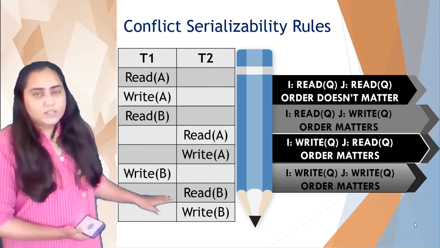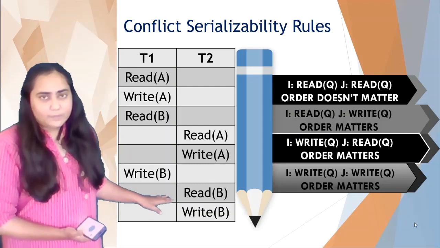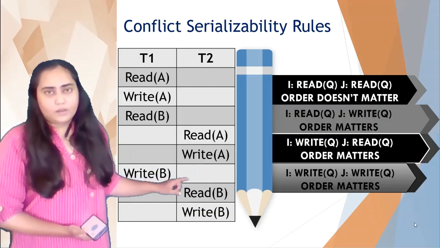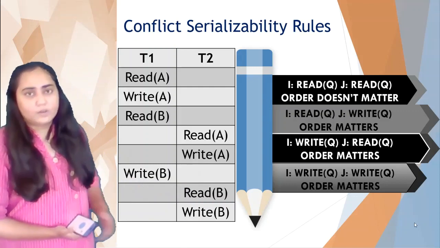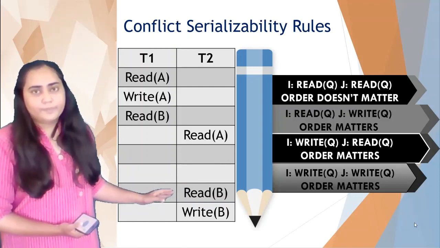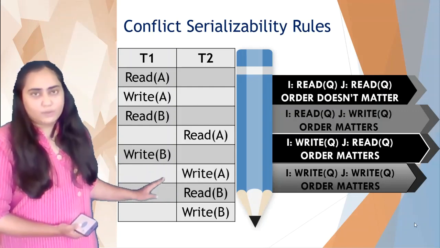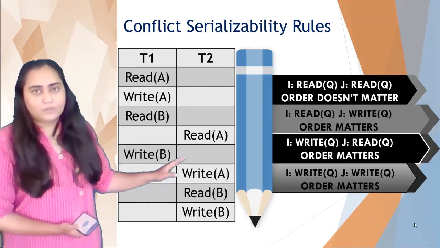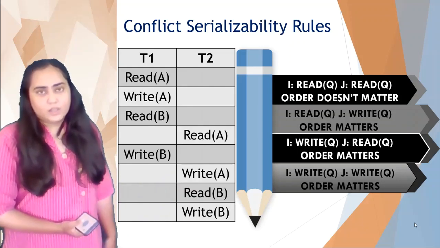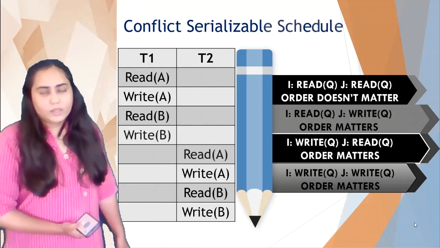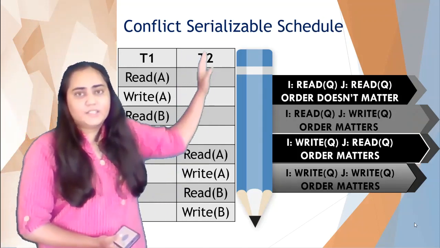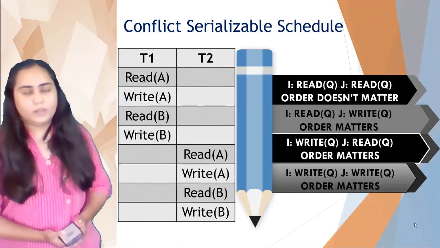Now consider this part, which is write B. If you compare write B with write A here, then obviously both are again working on different data items. So this also can be shifted. And then once again, write B and read A are also different data items. We can shift that too. And that's it. What you see here now is a conflict serializable schedule.